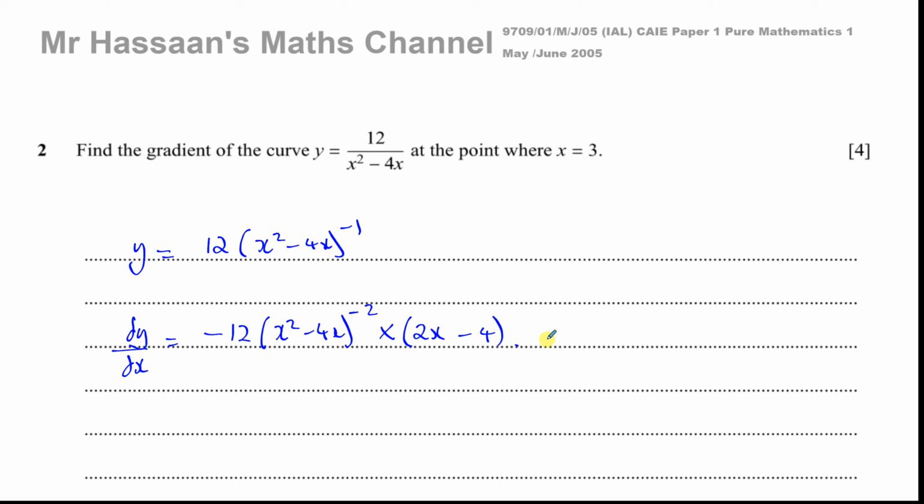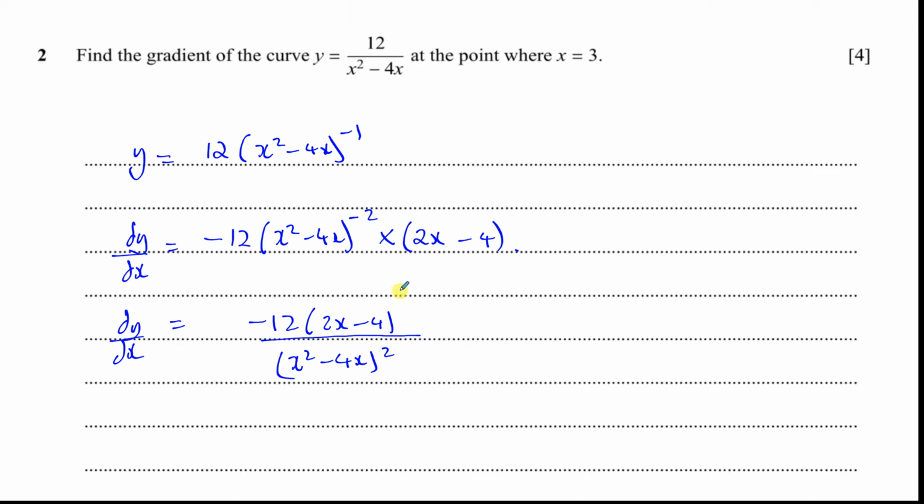If you simplify this, you're going to get minus 12 times 2x minus 4, and this bracket I can write in the denominator as x squared minus 4x to the power of positive 2. So this is your gradient function. This will tell us the gradient of our function at any point we need to know it. We could simplify this further and take out a common factor, but there's no need to do this.